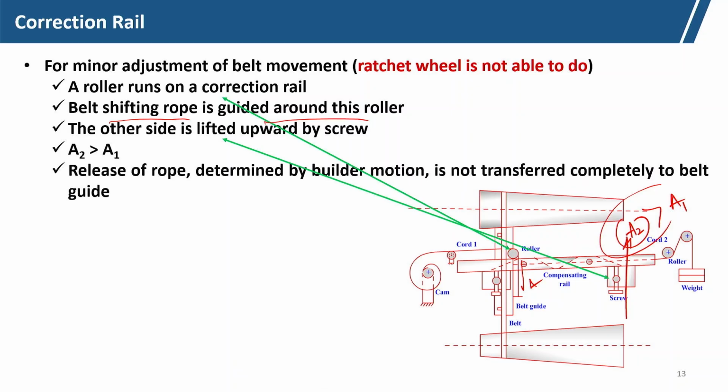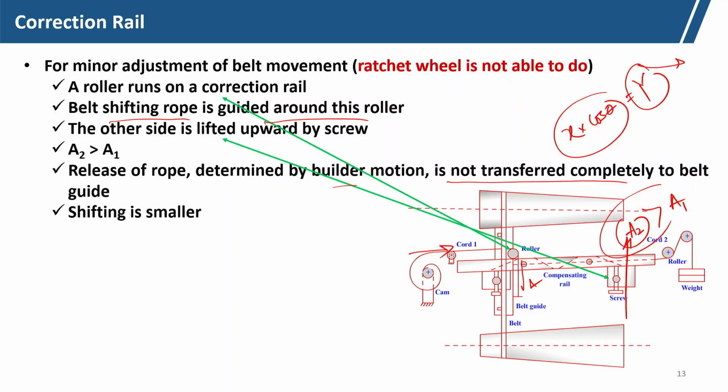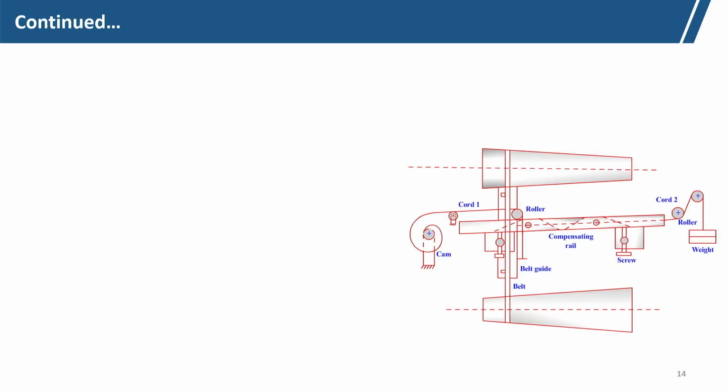So, the release of rope determined by the builder motion is not transferred completely to the belt guide. Whatever rope is released, x is released, but what is transferred is x cos theta, that is the actual shift of the cone belt. So, the shifting is smaller.